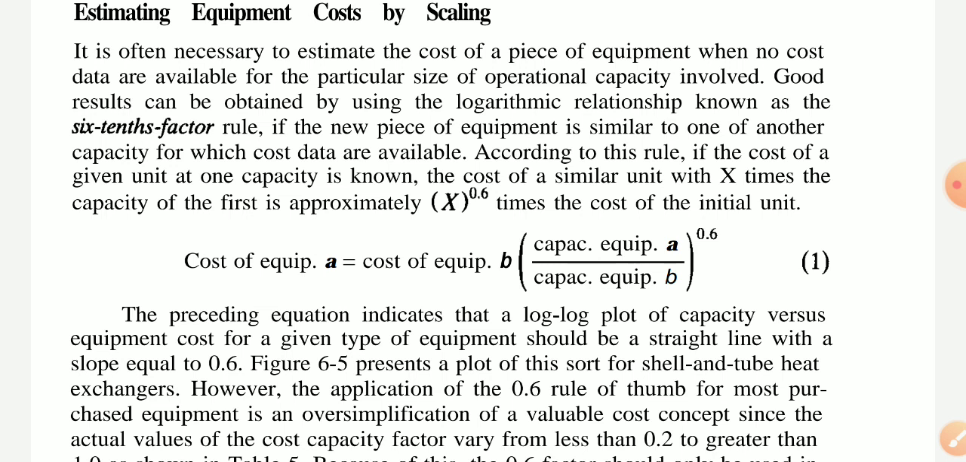This is the six-tenths factor rule. If the new piece of equipment is similar to another capacity for which cost data are available, according to this rule, if the cost of a given unit of one capacity is known, the cost of a similar unit with x times the capacity of the first is approximately x raised to 0.6 times the cost of the initial unit. The basis is: the cost of equipment A is equal to the cost of equipment B times, in brackets, the capacity of equipment A by the capacity of equipment B, raised to 0.6.